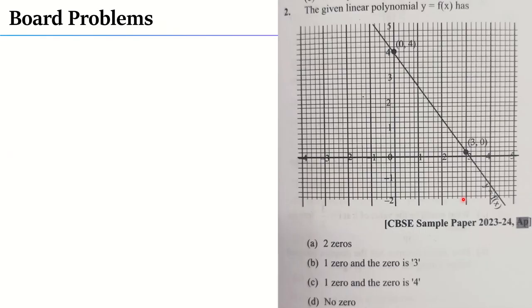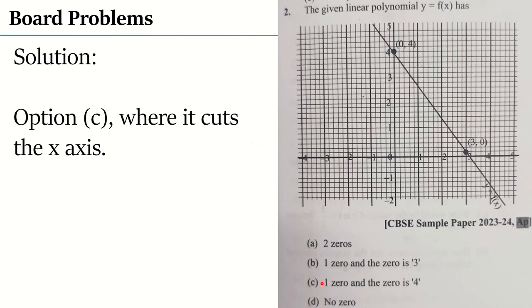Now this is picked from some sample or board problems in the past. This is given. It's a linear equation, and there are 4 options: 2 zeros, or 1 zero and the zero is 3, 1 zero and the zero is 4, and no zeros. You can just try to figure out the answer. I'll wait for a few seconds. Okay, the solution is option C. This is a linear polynomial which intersects the x-axis here. The point is (3, 0). So the zero is 3.